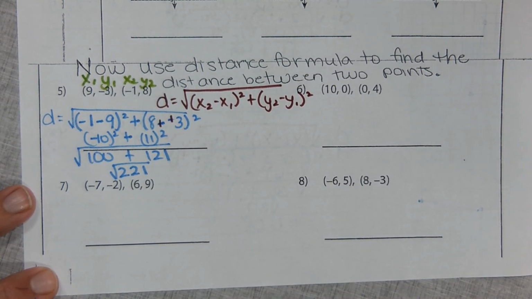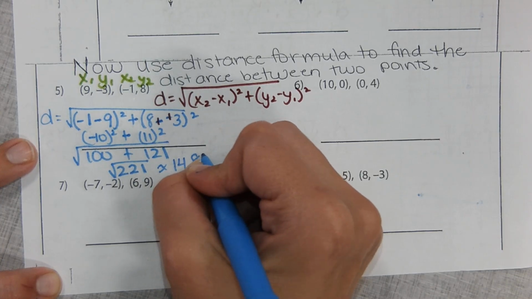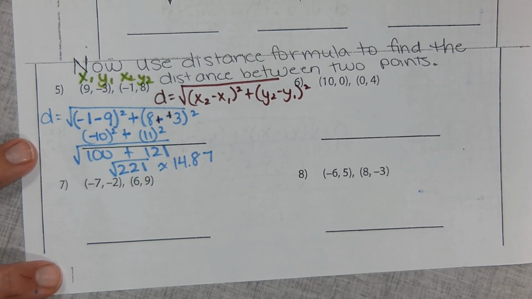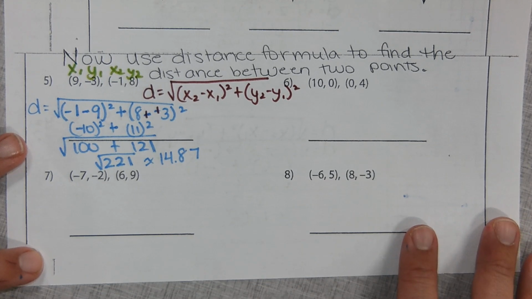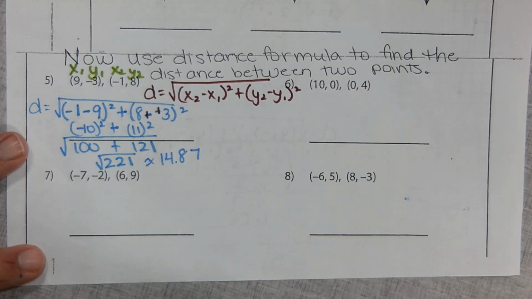That comes up to 14.87. You have to show them. Really smart. I'm going to come around and check all your work after we're done, so make sure you have it all down.